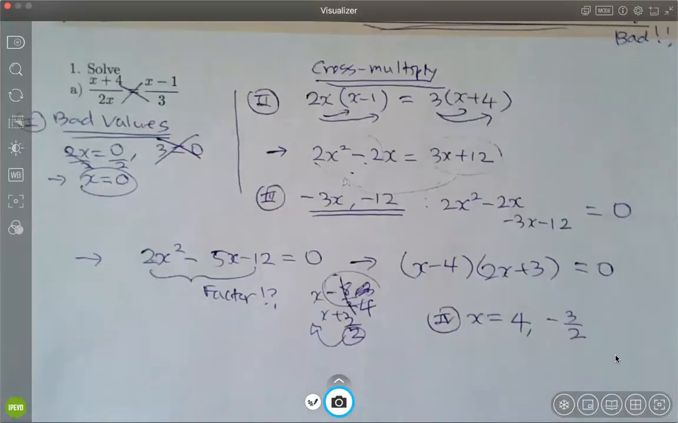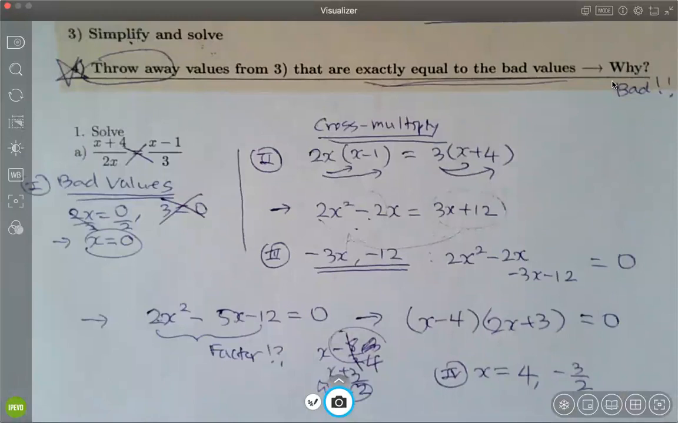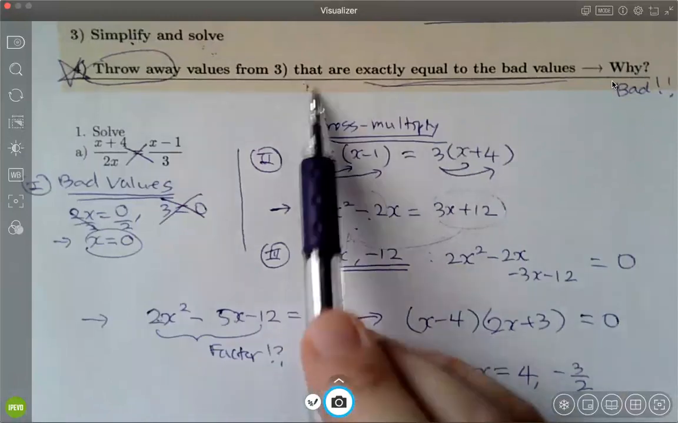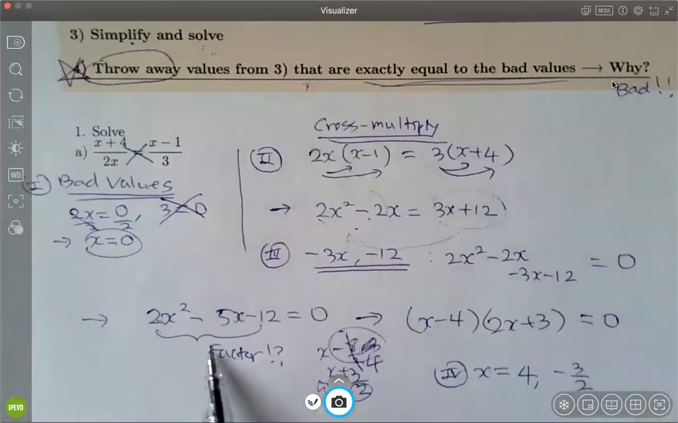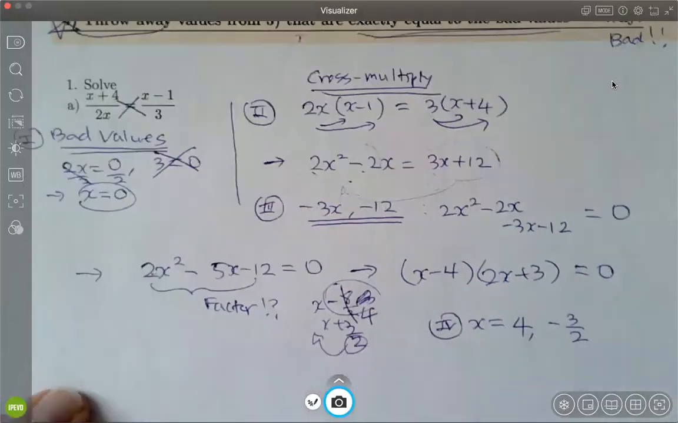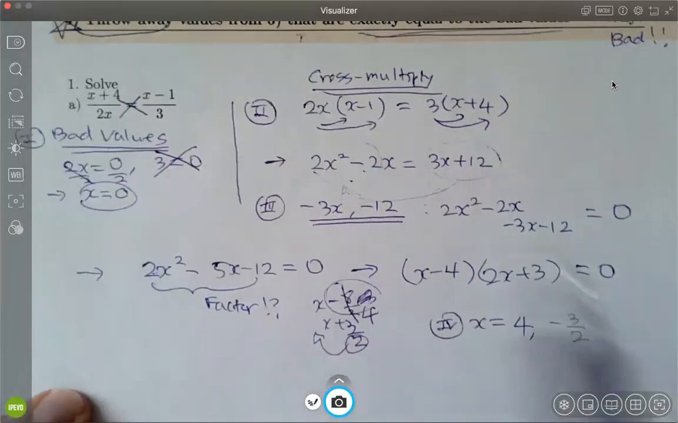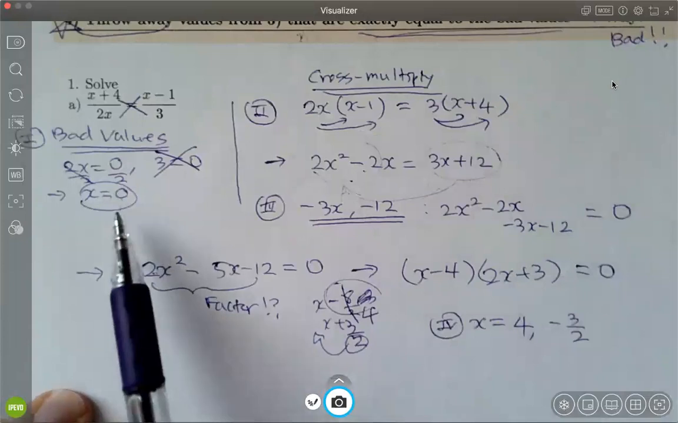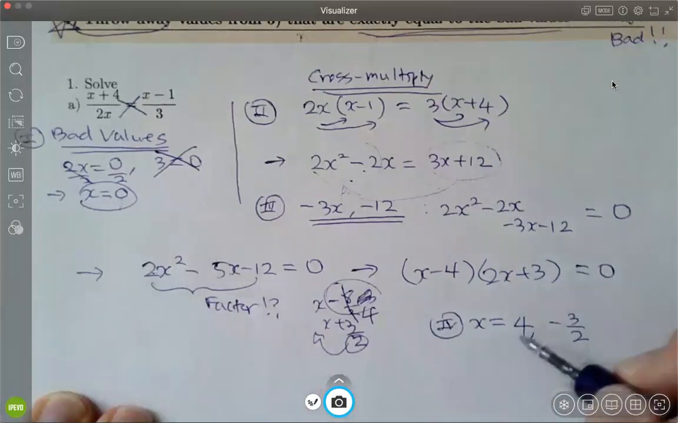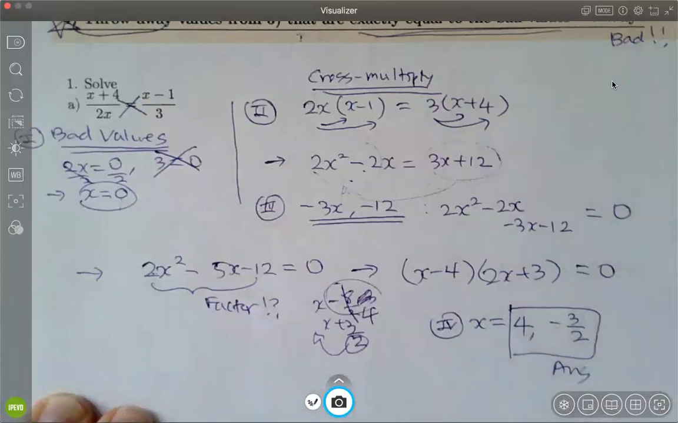Okay, so now, do both numbers work, or only one of them works, or none of them works? And how do we know it? We have to do what? Compare with the bad values. Okay, so they both work. Yes, do you see why? Because 0 was the only value that we need to be careful with, but we didn't get any 0, so both numbers are the answers. Okay, so that was A. And then B.